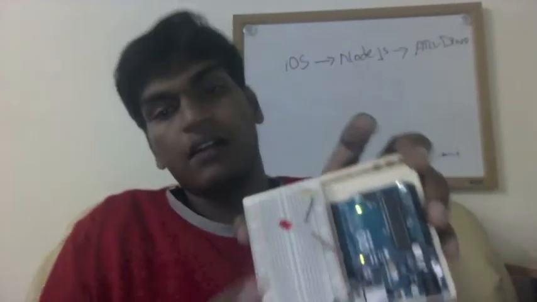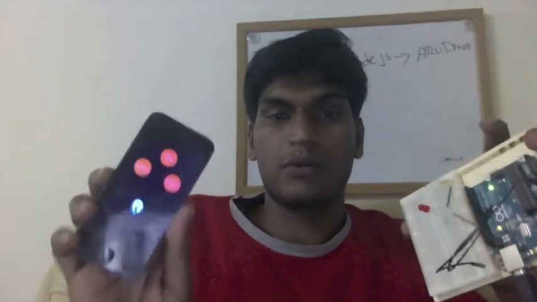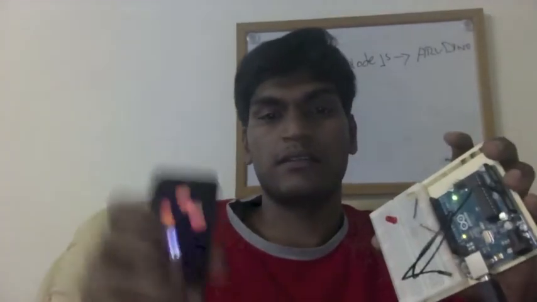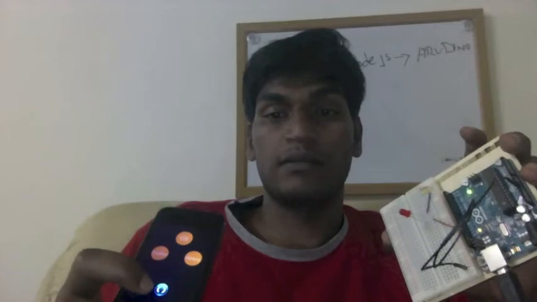Let's see the demo. This is the iOS application. This is the button. When I tap this button, it's going to glow the LED. I have a ready microcontroller with me. There is an LED connected to this, and I have given the power supply to Arduino. So I'm going to tap this button, and then it's going to execute and glow the LED bulb.